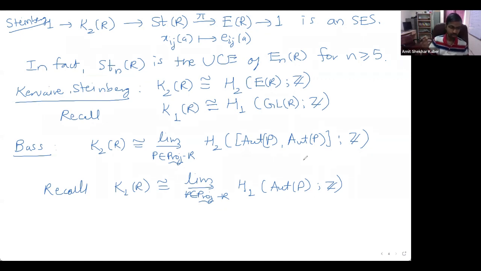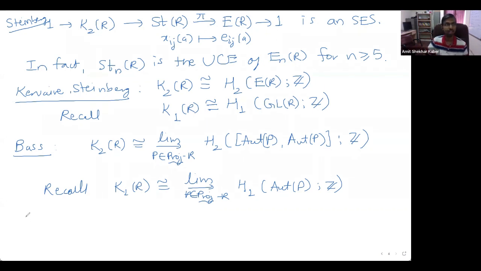So any questions so far? Okay. So the first two homology groups of E(R) actually turn out to be 0. That was also shown. Of St(R), they turn out to be 0. Now, the usual things whenever we define, sir?